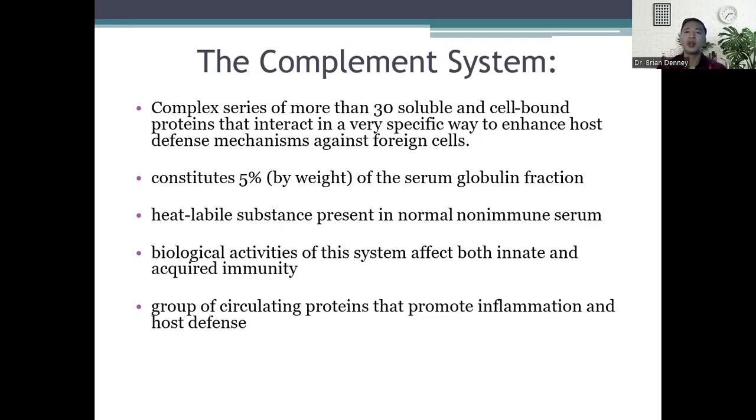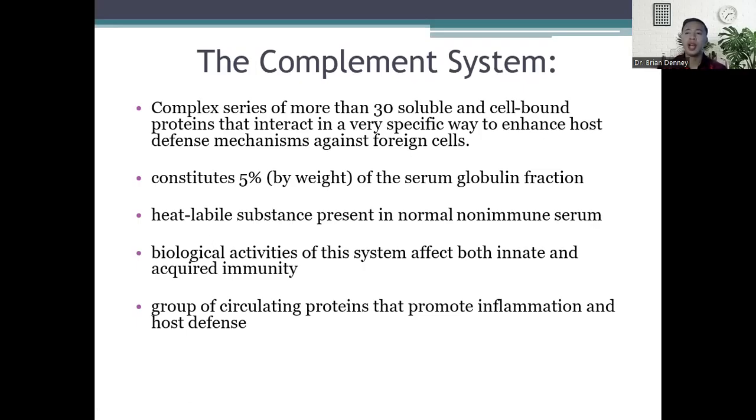Now, the main goal of your complement system is to enhance. That's why it's termed complement, right? It complements, it supplements the effect of your antibodies. It enhances the host defense mechanism against foreign cells. Now, the complement system constitutes 5% of the serum globulin fraction. So it's a globulin, your complement. And these are actually heat labile proteins.